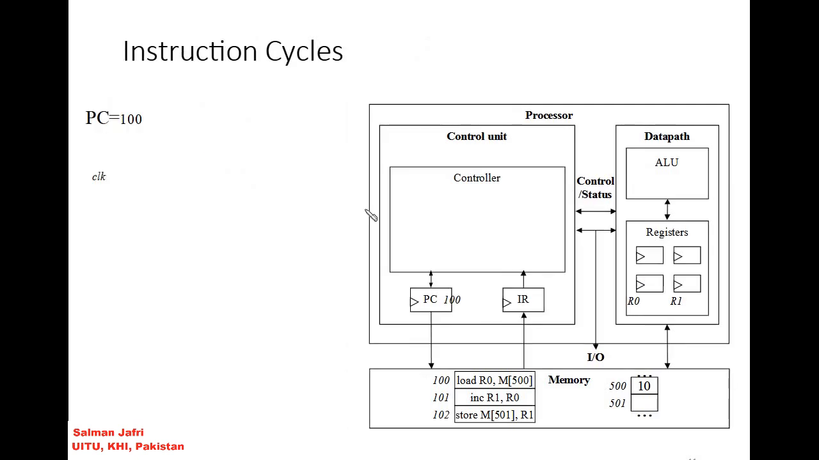Let's cycle through some instruction cycles just to have an idea. Our program is stored starting at memory location 100, and our program consists of 3 instructions stored in locations 100, 101 and 102. These are the contents of the memory, and if we want to execute this program, the program counter should contain a value of 100. So the program counter is pointing to the 100 memory location.